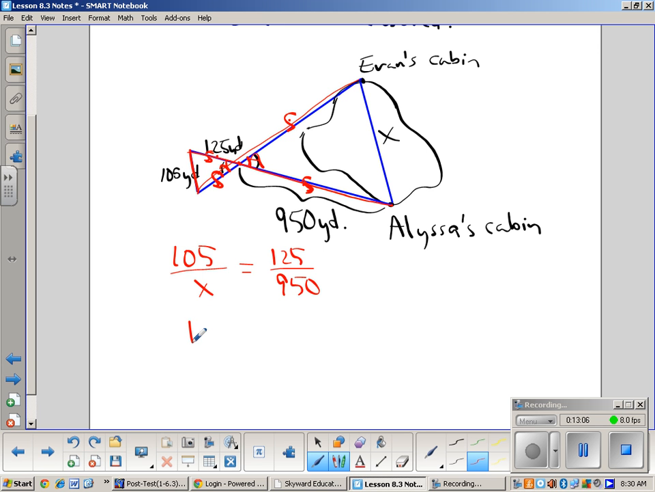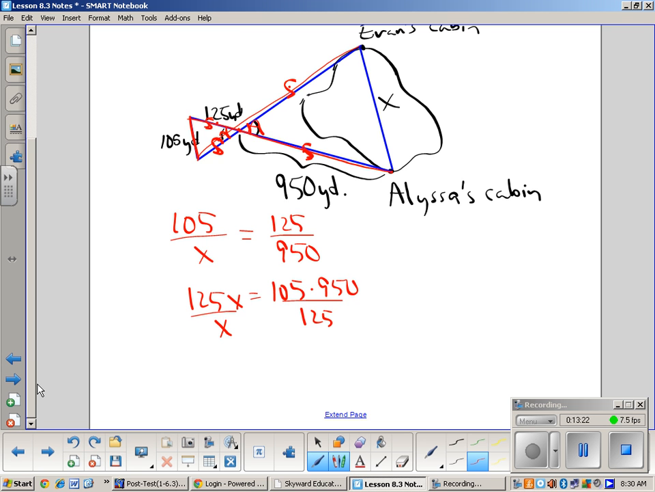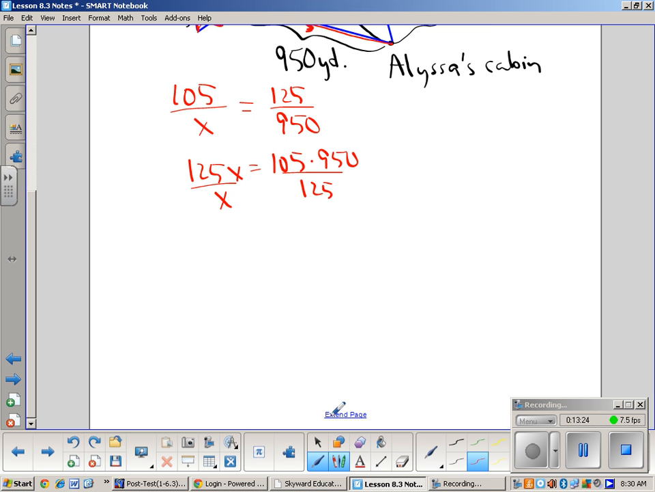And so 125x is going to equal 105 times 950. If I divide both sides by 125, there's a lot of 5s in there. I know at least 2 of them will cancel. But since we have calculators, we can just say, what's 105 times 950 divided by 125? What is it? 798. So 798 yards across the lake.